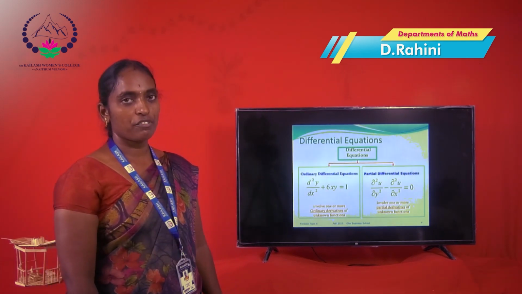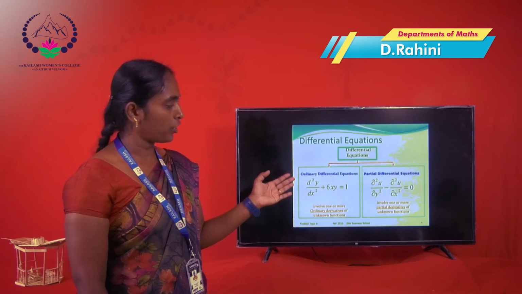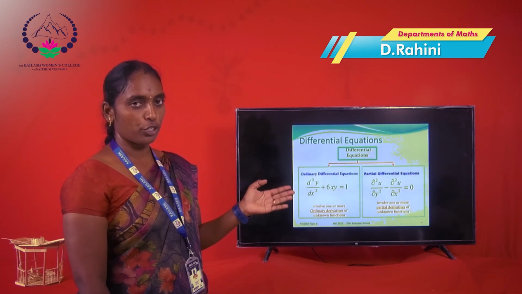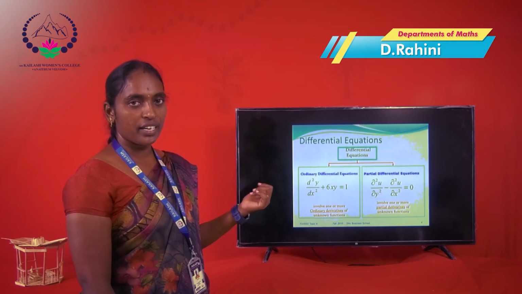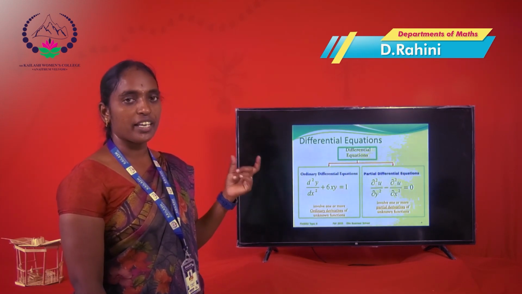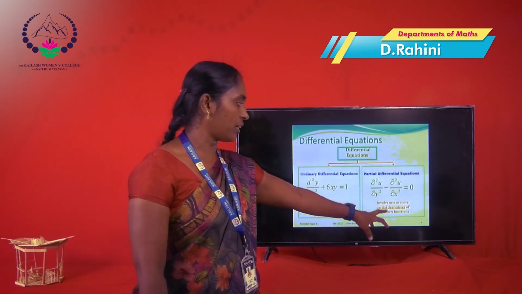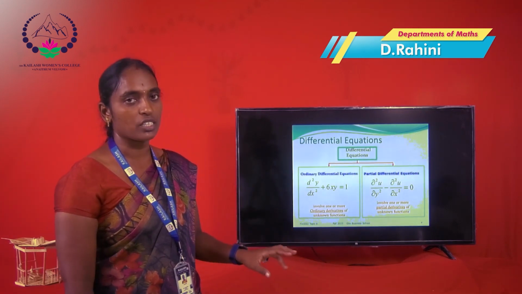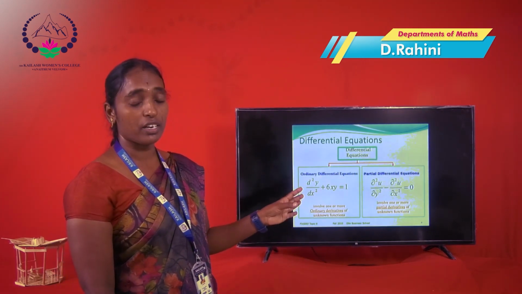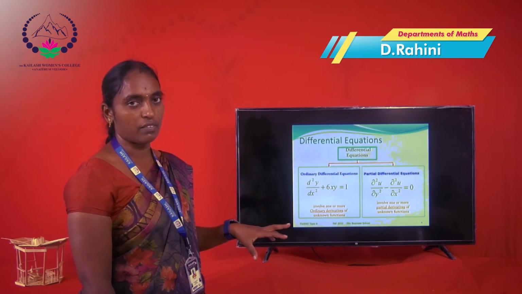Next, in partial differential equations, a basic example is dou square u by dou y square minus dou square u by dou x square equal to 0. Here, partial differential equations involve one or more partial derivatives of unknown functions. So this is the difference between an ordinary differential equation and a partial differential equation.